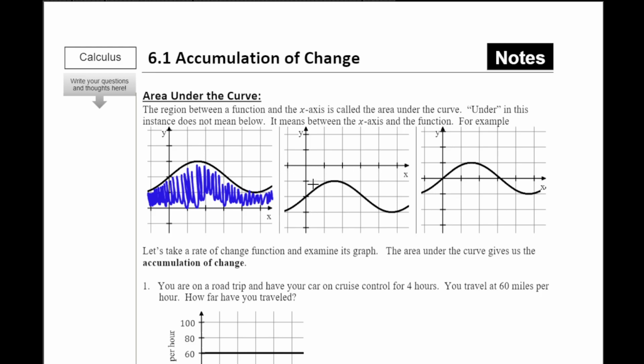However, in this function here, you see the x-axis is up here and the curve is down here. So the region under the curve is actually going to be above. Again, just think about this as the region between the x-axis and the curve, not literally below the curve every time. And this last one here, some parts are going to be above, some parts are going to be below the curve. It depends on what function you're given here.